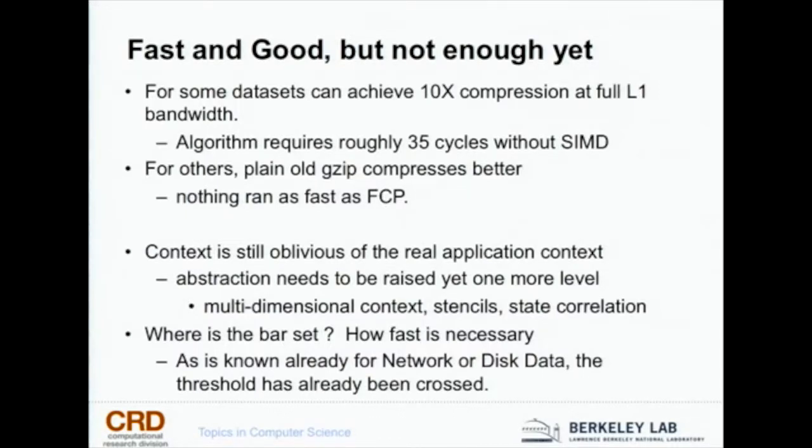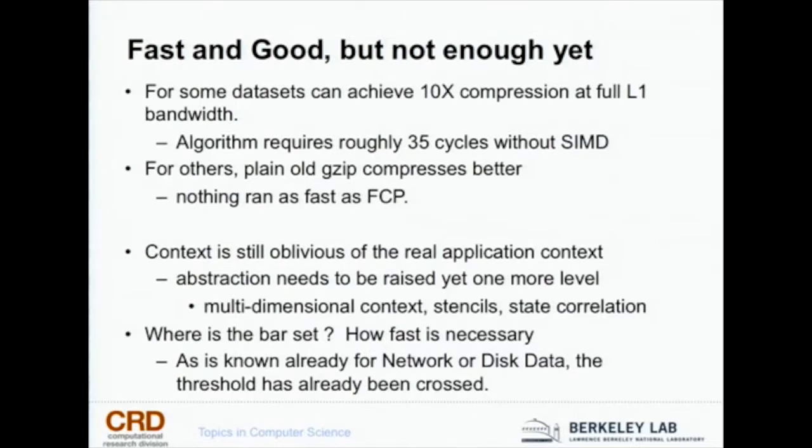But for some other ones, plain old gzip worked better. Nothing runs as fast as the FPC. This one's basically the fastest you can do. But context is, in this particular example, the only context I said is the numbers following each other have some importance, and there's some relativeness between them, and I'm going to try to exploit it. I don't know how I'm going to exploit it, but I'm going to try.